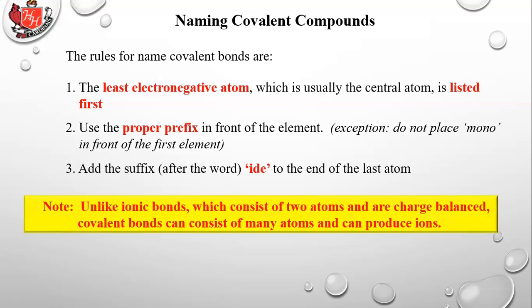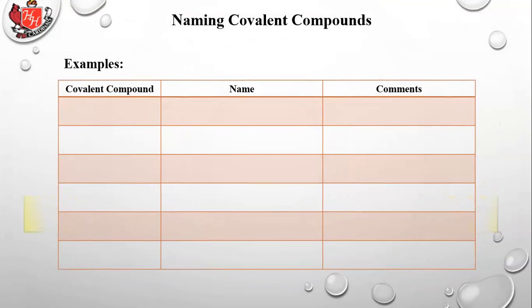So note, unlike ionic bonds, which consist of two atoms and are charge balanced, covalent bonds can consist of many atoms and can produce ions. So let's just see some examples.